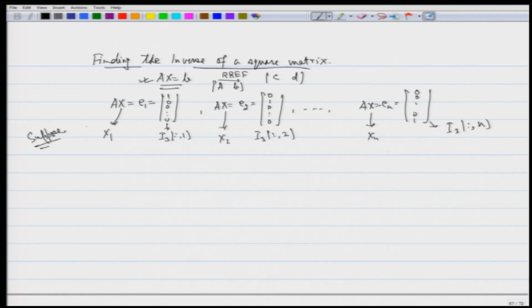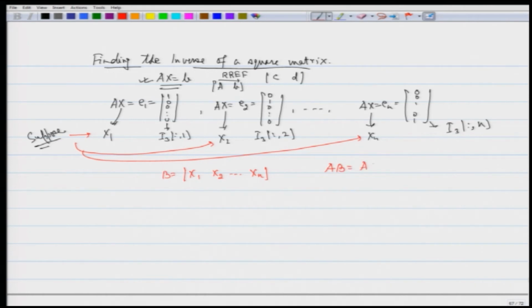Suppose these are the solutions for me. The solutions are x1, x2 and xn, fine. Let us write the matrix B as x1, x2, xn. I am writing B with whatever the solutions are for each one of them. I want to compute what is A times B, fine.